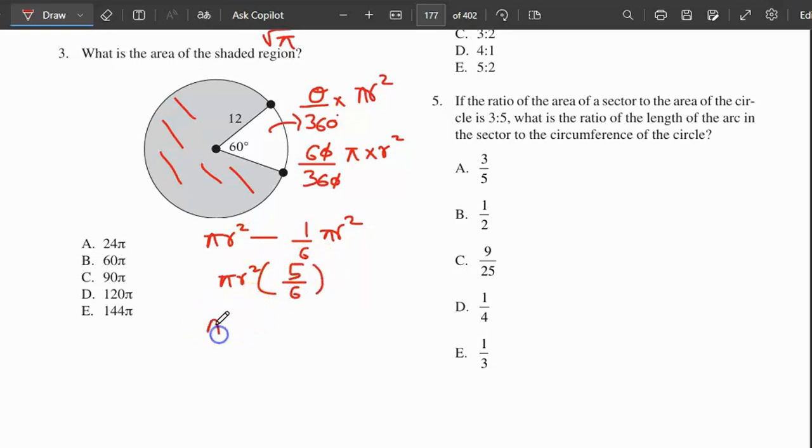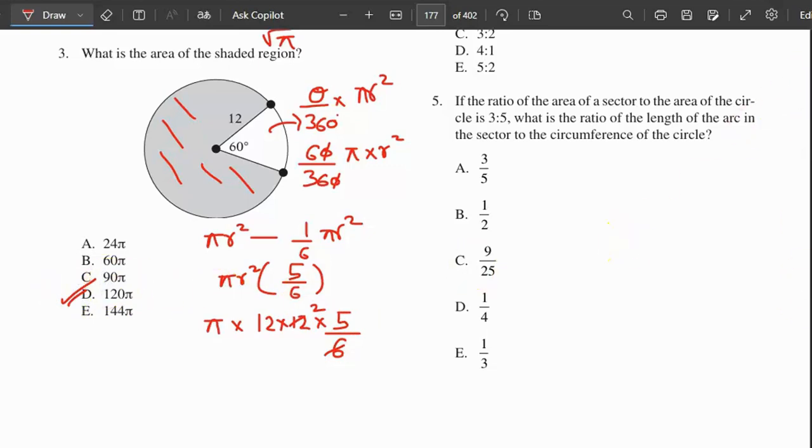Now we can put the value, pi will remain as pi only. Otherwise it's 22 by 7. But the options are in terms of pi only. Into r square, that is 12 square, multiplied by 5 upon 6. We'll cancel this 2 times. This is going to be 10 multiplied by 12, that is 120 pi. So this is going to be the answer, 120 pi.